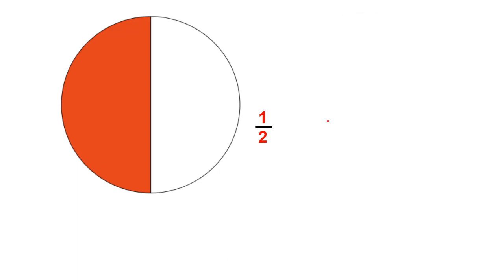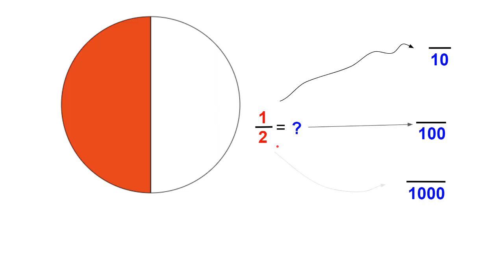We're going to start with 1/2. So we want to know how to write half as a decimal. In the first technique, we need to find the smallest of these three, 10, 100, and 1,000, which can be divided by the denominator. In this case, it's very simple. We know that 2 times 5 is 10. So we'll pick 10.